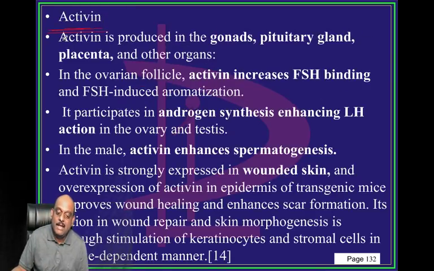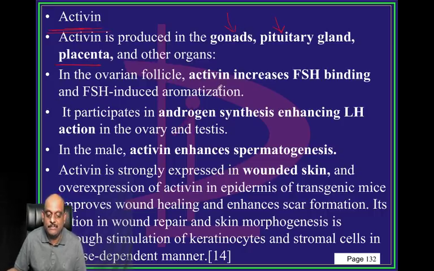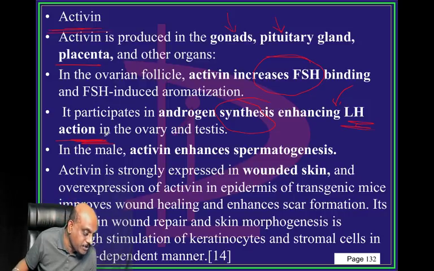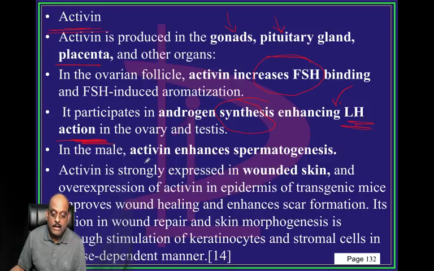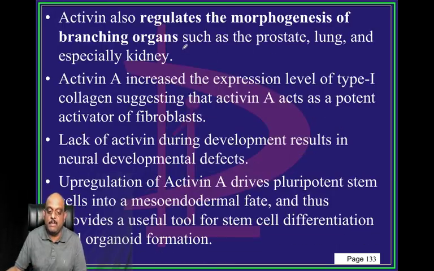Activin. Activin is produced in gonads, pituitary gland, placenta and other organs. Activin increases the FSH binding. It also participates in the androgen synthesis by enhancing the LH action in the ovary, is what you need to basically remember. Now, activin enhances spermatogenesis. That's what you should remember.